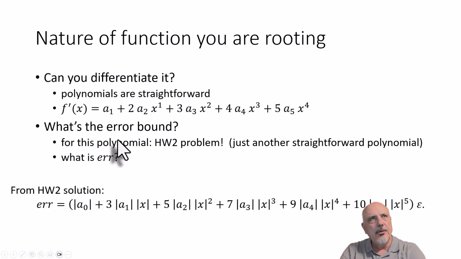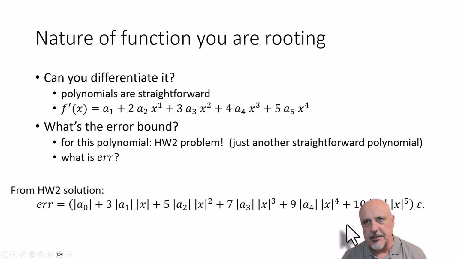Okay, so the nature of the function that we're rooting in our case is a polynomial. So it's pretty straightforward, and I can go ahead and define the derivative of the polynomial very, very easily. The quintic is going to have this kind of derivative, which itself is a polynomial, actually. And then the bound. So here's the one from the homework solution. There's my bound for the quintic.